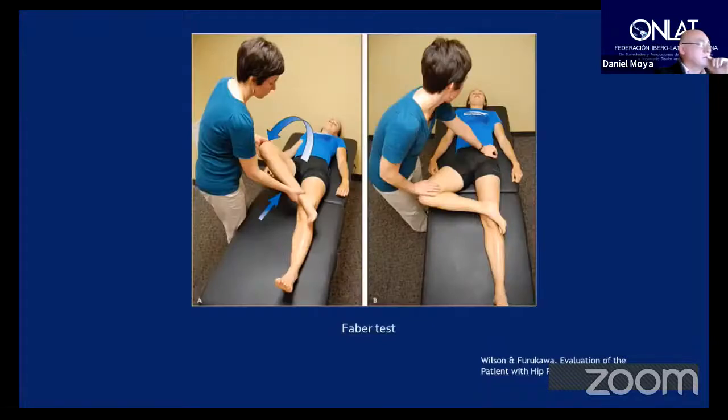The FABER test is really useful for detecting trochanteric pain syndrome. In this case, with the patient in the supine position, we place the foot of the side to be examined over the contralateral lower limb up to the level of the knee, and then bring the hip to the position of abduction and external rotation, fixing the pelvis. The tension on the trochanter will determine pain in positive cases.